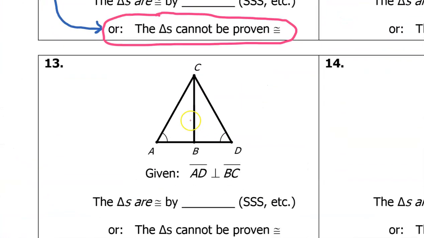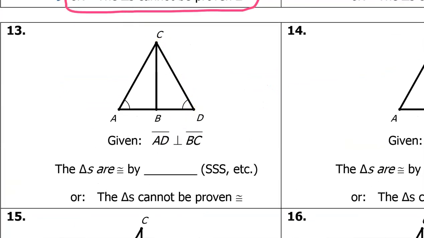All right, let's take a look at problem number 13. Let's start off by marking the shared side congruent. We are also told that AD is perpendicular to BC. So AD is perpendicular to BC. That means that we have a right angle here in the corners. So we have two right angles.